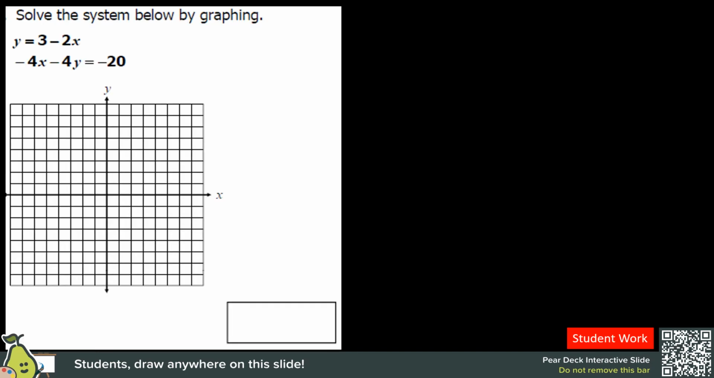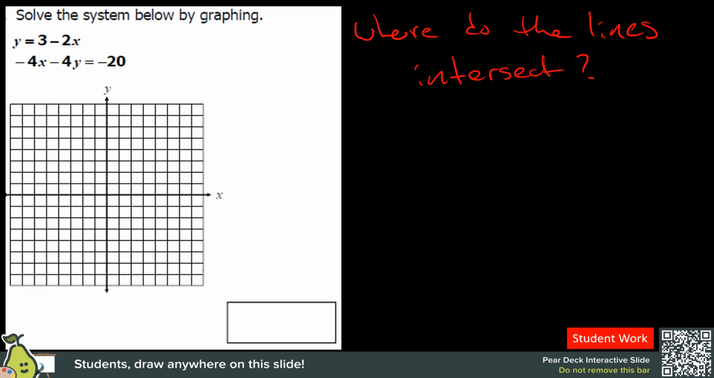Using those skills, I want you to graph this here and solve this using your graphing abilities. While this is not directly aligned with the inequalities, I do want you to tell me where is that point of intersection. So where do the lines intersect? Okay, let's go ahead and move on.